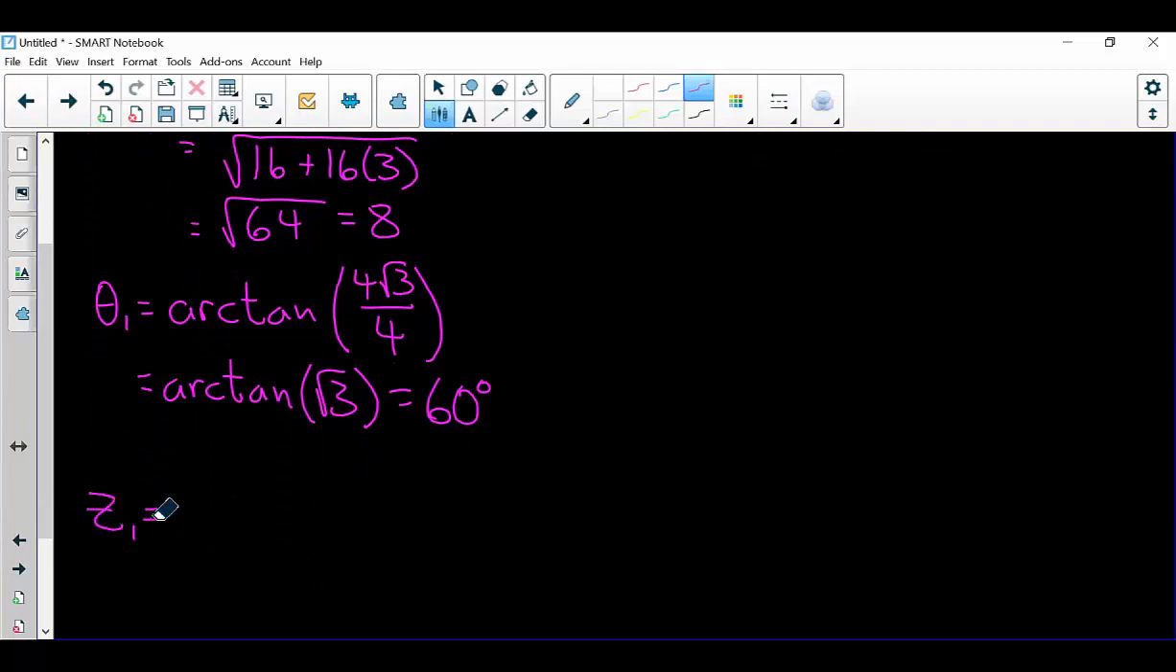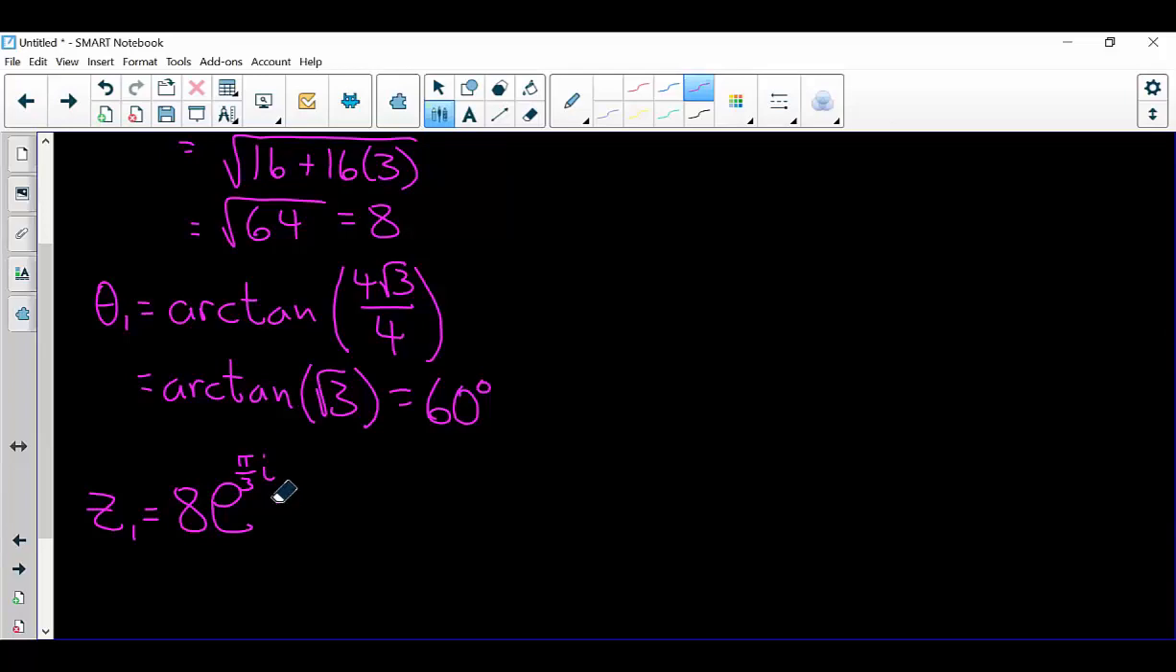Z1 is equal to 8 e to the, and let me just use 60 degrees here, although I could use pi over 3. I think I'll use pi over 3. Let's keep it in radians. Pi over 3i. There we go. Since calculus, we only use radians pretty much. Everything is done in radians, so I'll just get us used to that. Okay, so there's that one.